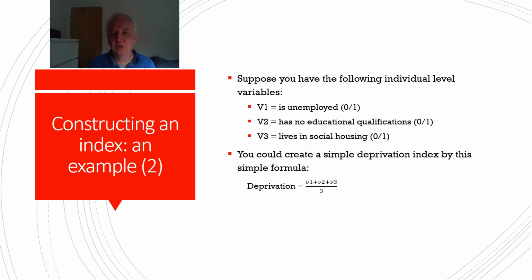At an individual level, you could do a similar thing. Is unemployed, has no educational qualifications, lives in social housing. At an individual level, each measure is a binary, but you can apply the same basic formula. Add the three variables together and divide by 3 to get an index of deprivation at the individual level.